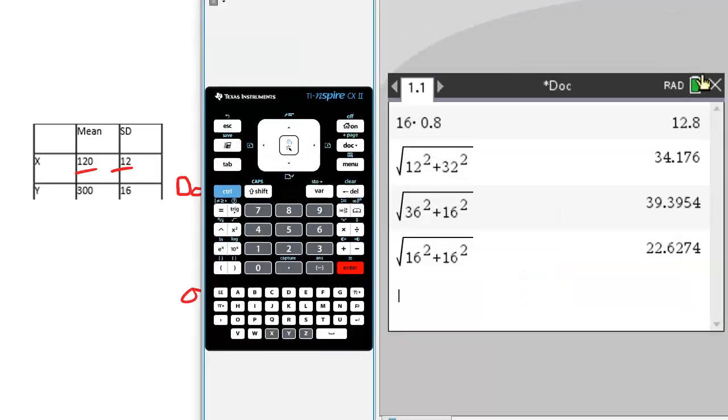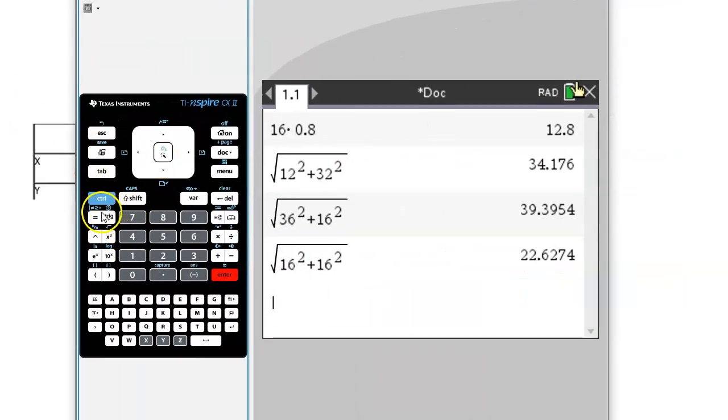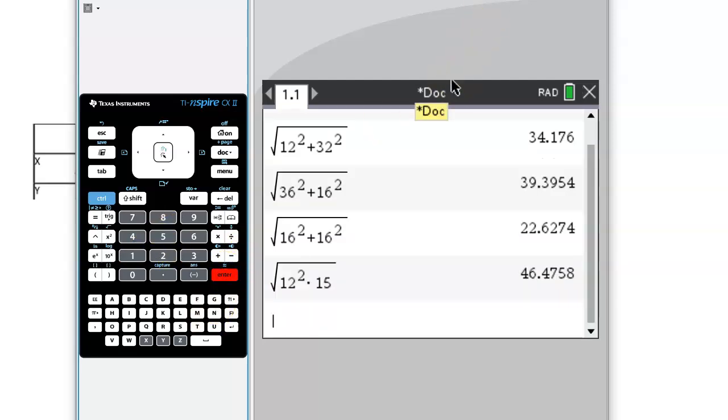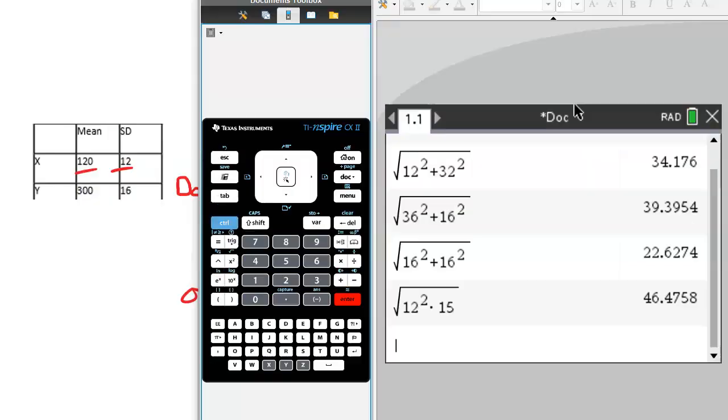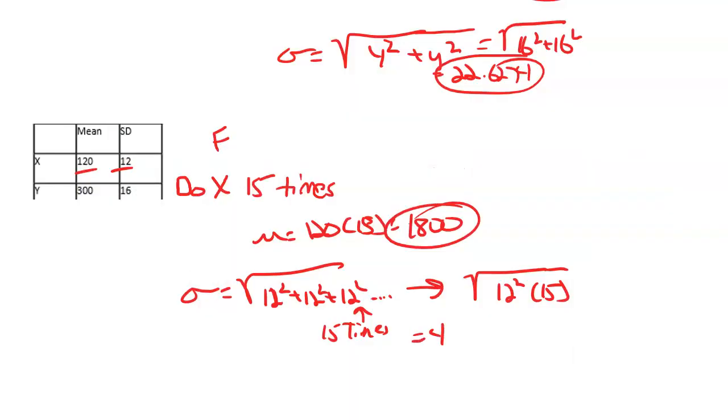So I'm going to put that in my calculator. All right. So the square root of 12 squared times 15. I get 46.4758. 46.4758 will be the answer for my standard deviation of doing x 15 times. All right, so that is number 1 on our outline.